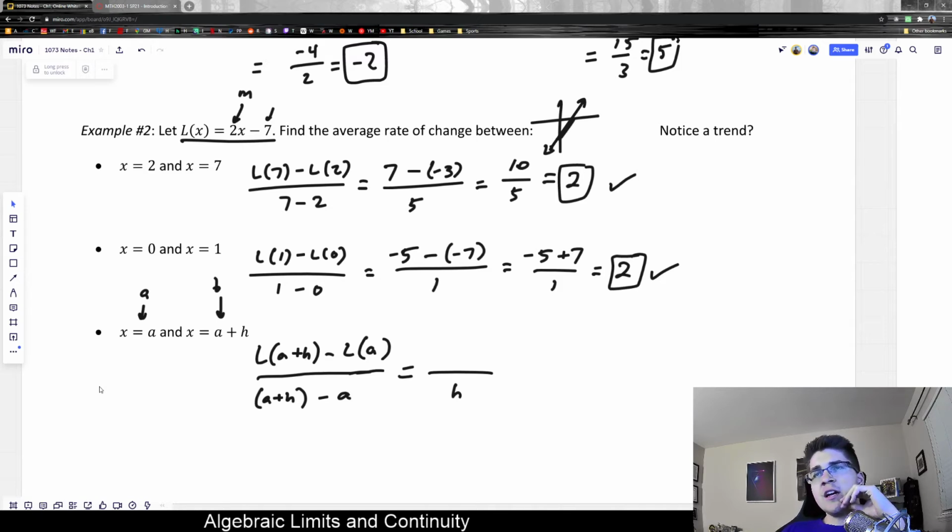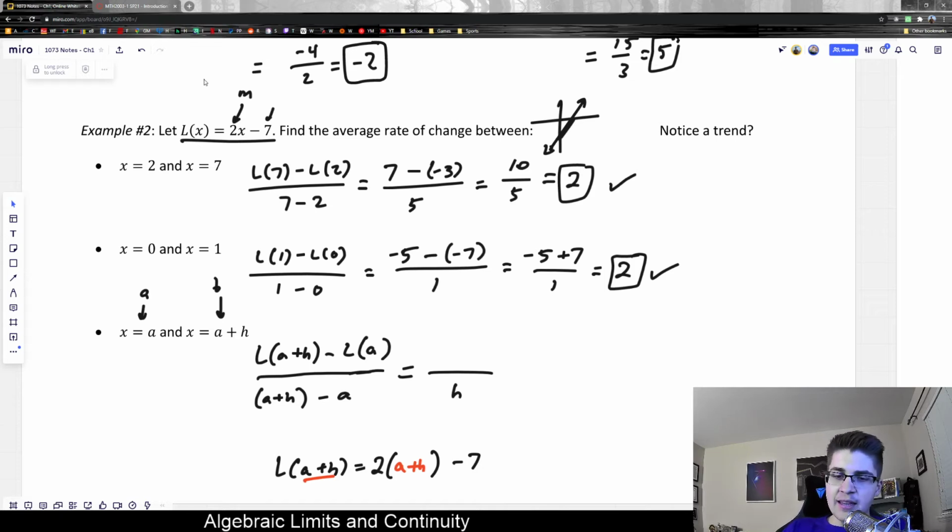And the numerator, well, L of a plus h, that means we can always calculate that on the side, which is what I usually recommend doing for the difference quotient, which we're going to get to. That just means take my function. Well, the function was L of x is equal to 2x minus 7. So I'm always going to take 2, multiply by my input, and then subtract 7. Here, though, the input is a little bit more complicated, so I want to make sure that I substitute that whole thing in for x.